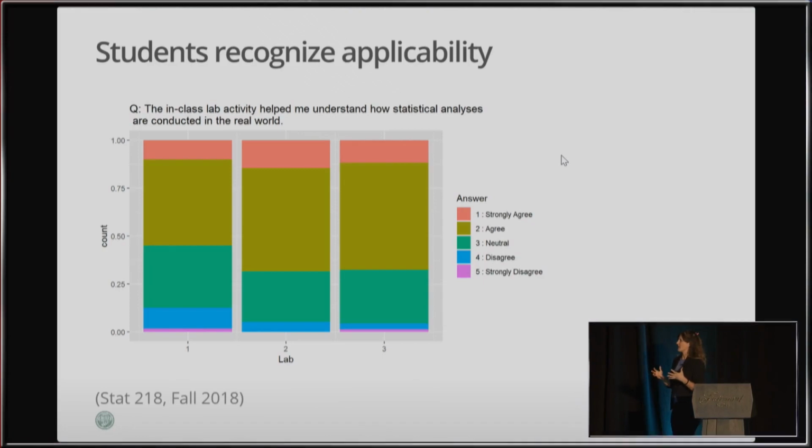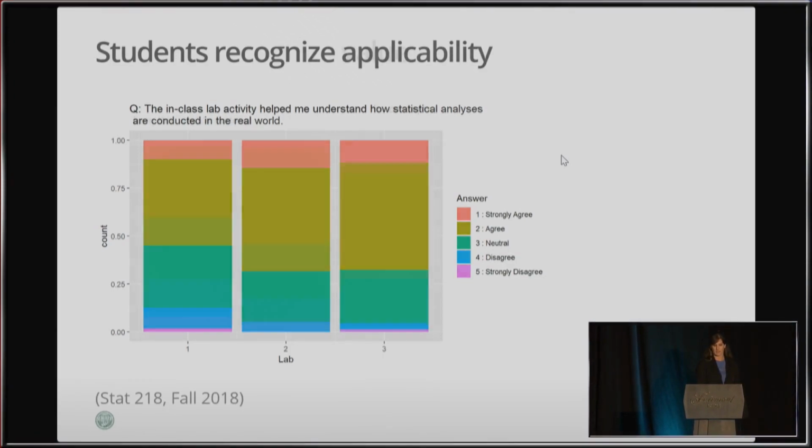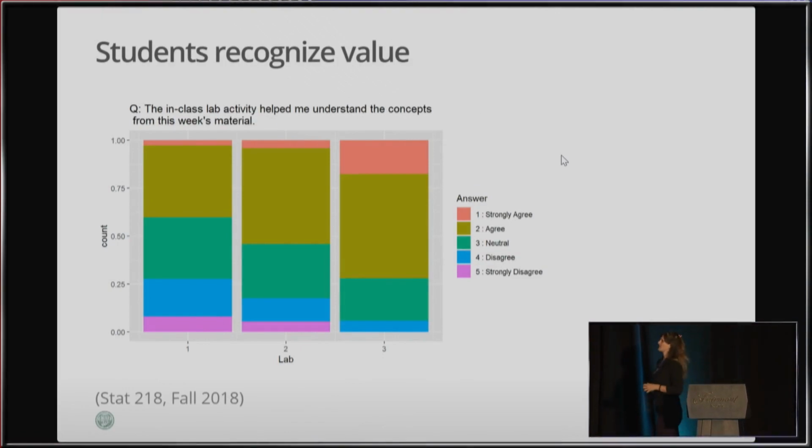The first thing is students definitely recognize that R is applicable. This question says, the in-class lab activity helped me understand how statistical analyses are conducted in the real world. They overwhelmingly agree, or at least feel neutrally about that. No one is arguing with that. They recognize the value to themselves.